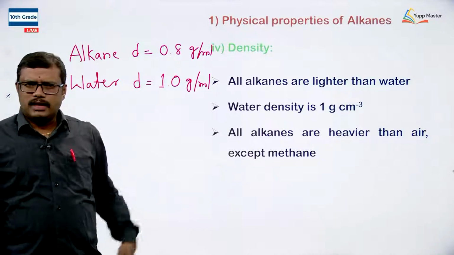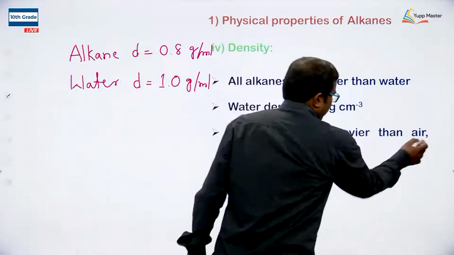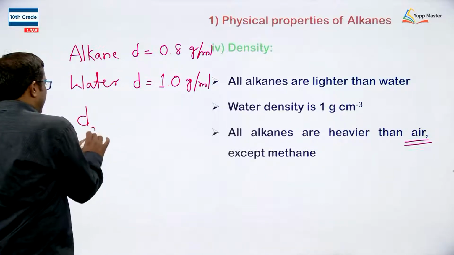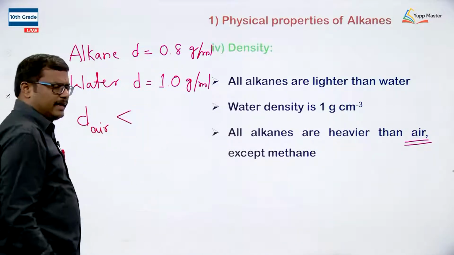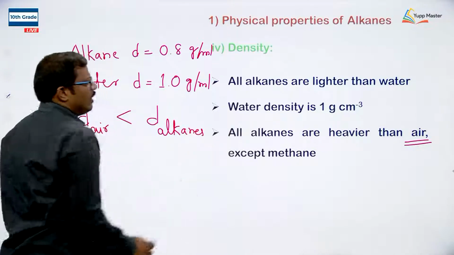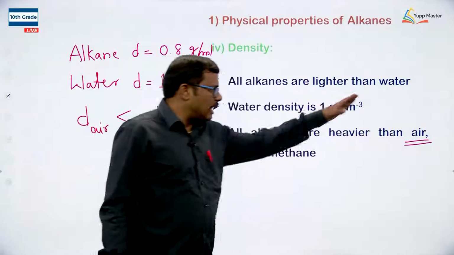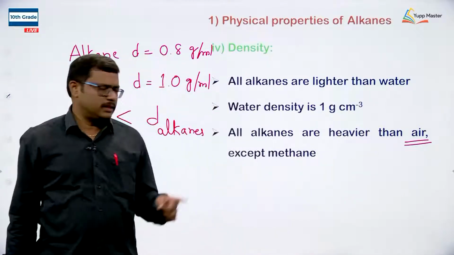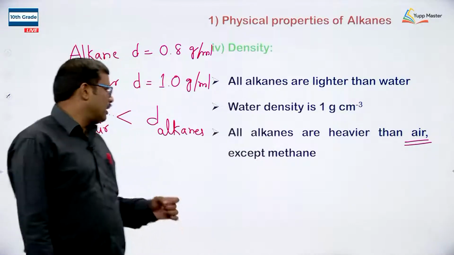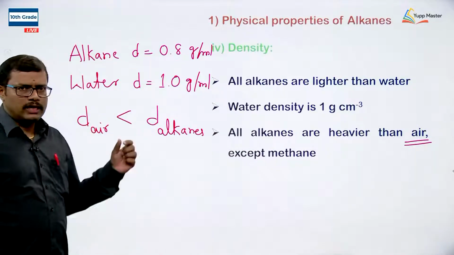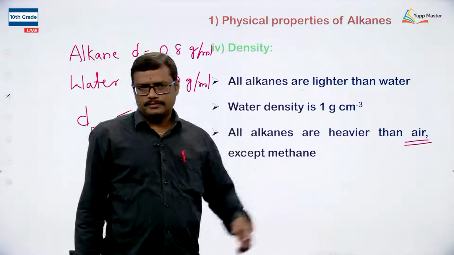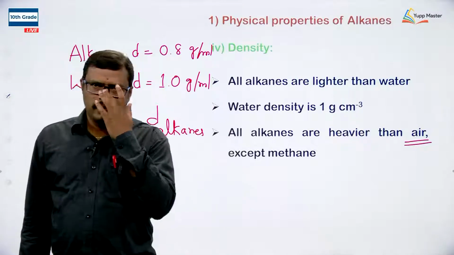All alkanes are heavier than air. When you compare air and alkanes, the density of air is less than the density of alkanes. That is to say that alkanes are heavier than air except methane. Methane density is lower than the density of air. So, therefore, methane is lighter than air. Are you able to follow?